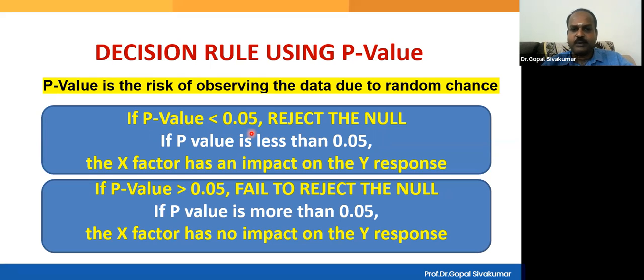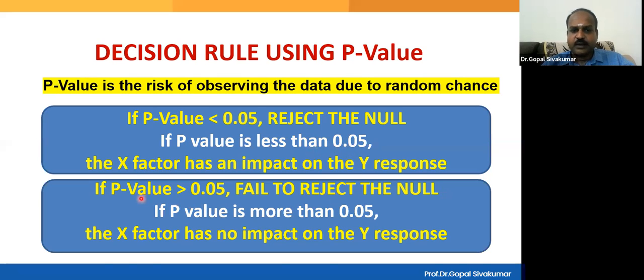Whenever you see a p-value of less than 0.05, you can conclude that your X factor has an impact on the Y response, because you have rejected the null. You know what your null is? X factor has no impact. You reject it, since your p-value is less than 0.05, and then you can conclude your X factor has an impact. Whenever you reject the null, the alternate can be accepted.